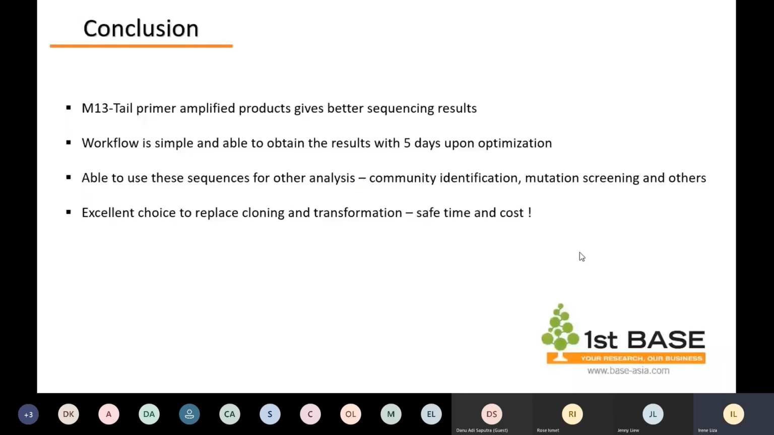So the conclusion for this particular sharing is that M13 tailed primer amplified products give better sequencing results. The workflow is very simple and you can obtain the results within 5 days upon optimization. You can use this sequence for other analyses, such as community identification, mutation screening, or others. This particular service will be an excellent choice to replace cloning and transformation because it saves time and also cost.